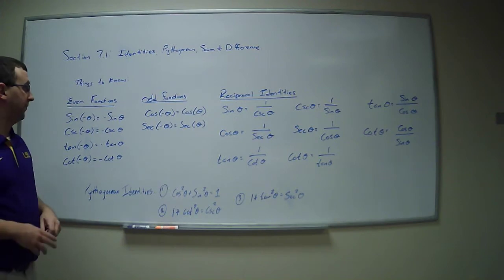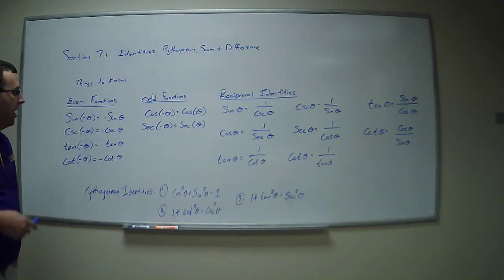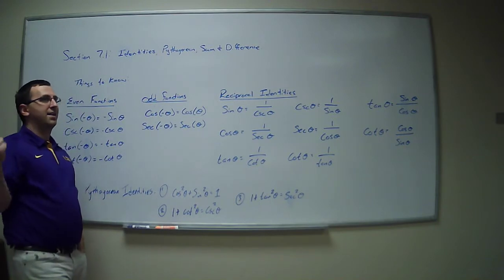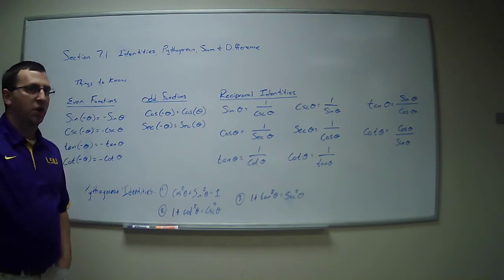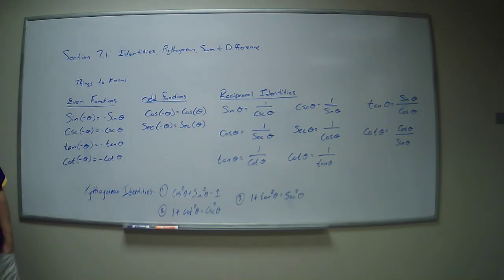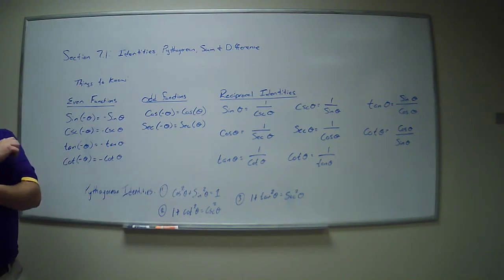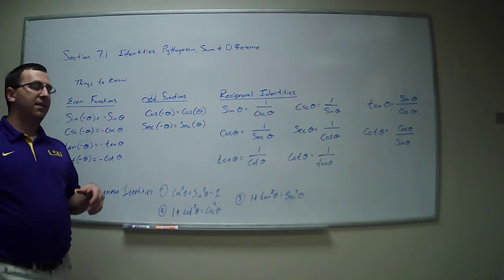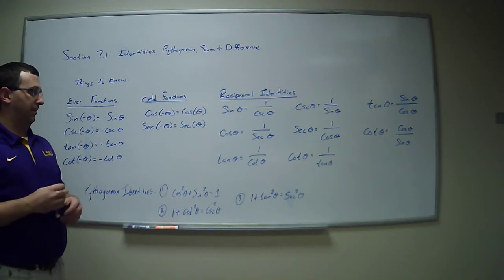Odd functions: cosine of your negative angle is equal to positive cosine of your positive angle. So basically, if you're taking the cosine of a negative angle, automatically that's going to turn positive. And it's because they're odd functions. And then secant of your negative angle is equal to positive secant of your positive angle. Okay? So those are even and odd functions. We're going to be utilizing those quite a bit throughout the entirety of this chapter. Not just this section, but this chapter.